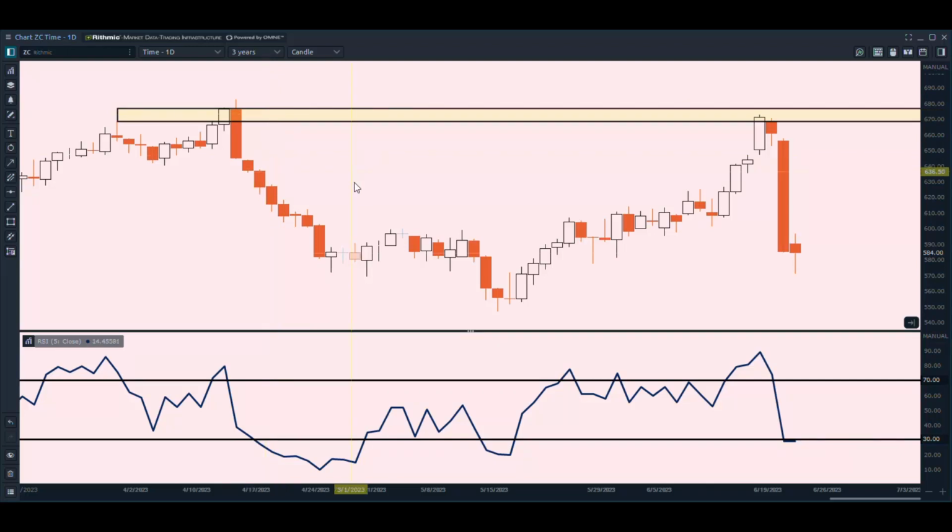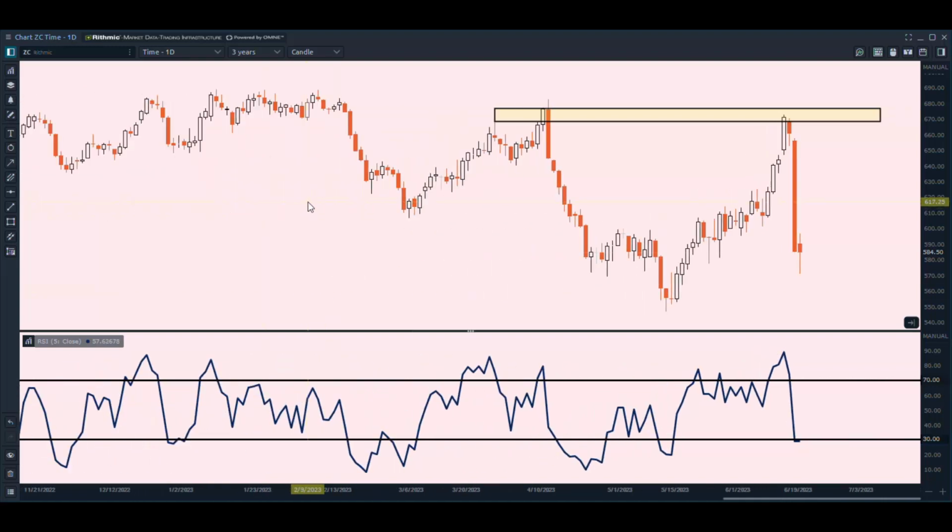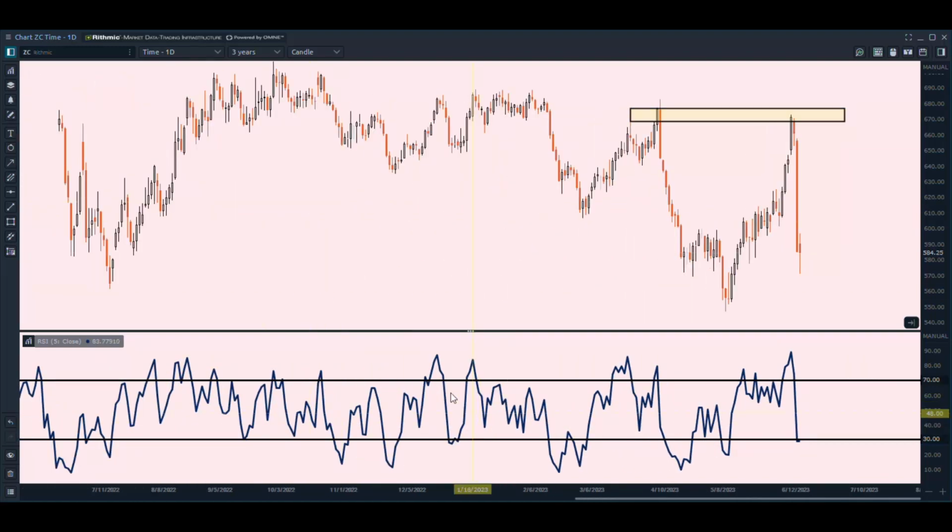So what I wanted to focus on as well is using these boundaries. Generally the default option for the look back is 14 days, but then the default for the upper boundary and the lower boundary of the RSI for overbought or oversold is generally 70 and 30. Now for corn, you can see here if we zoom back, there were many times where the RSI broke above 70 and continued to move up.